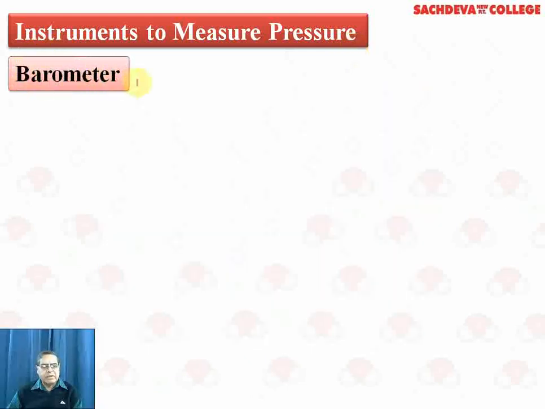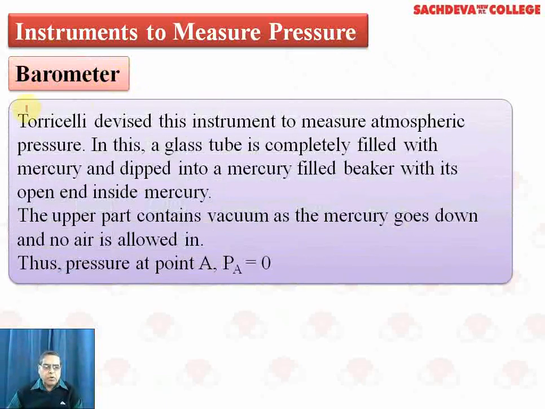So we are referring to a concept here. Barometer stands for recording the pressure in bar. Torricelli devised this instrument to measure atmospheric pressure. In this, a glass tube is completely filled with mercury and dipped into a mercury-filled beaker with its open end inside the mercury. The upper part contains vacuum as the mercury goes down and no air is allowed in.